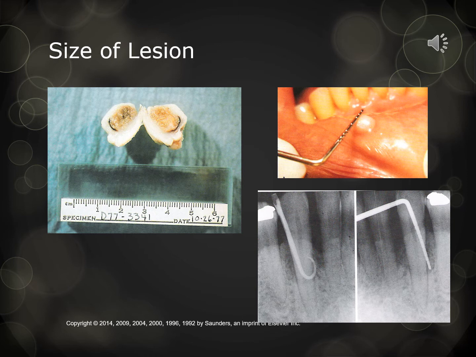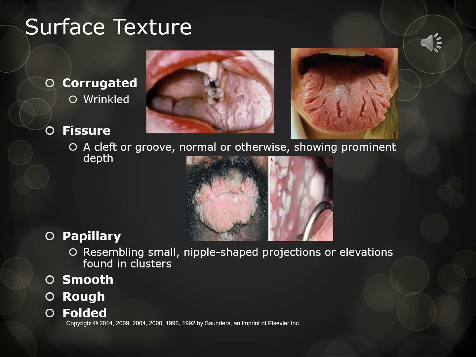In the lower right X-ray, the periodontal probe is seen, showing the base of the periodontal defect. In the lower left-hand side of the X-ray, we can see a gutta percha point, and there are different ways to describe the surface texture. One way is being wrinkled or corrugated, as seen on the upper left picture. You can see there's many grooves and crinkling and wrinkling of the tissue.